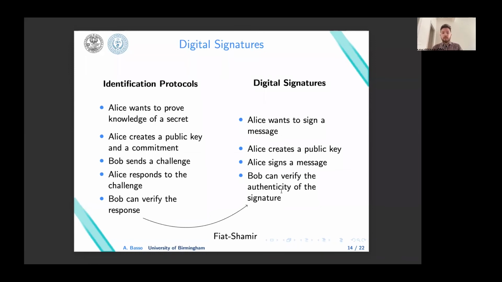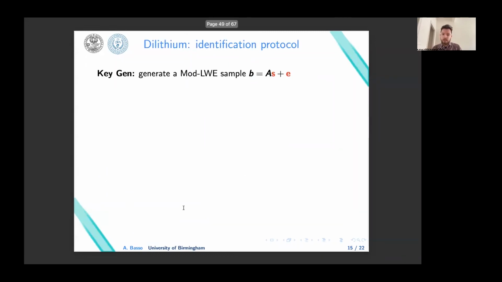So for Dilithium, we can start by looking at the identification protocol, and then we'll see how that is transformed into a signature. Key generation, again, is very simple. We start with a Module-LWE problem, and we generate the sample. So we generate S, E, and the public key then will be the matrix A, or again, a seed C that generates the matrix A, and the vector B. To commit, we generate a random vector Y, compute the product between A and Y, and then commit to the highest bits of this. So we just drop the lowest bits of these values.